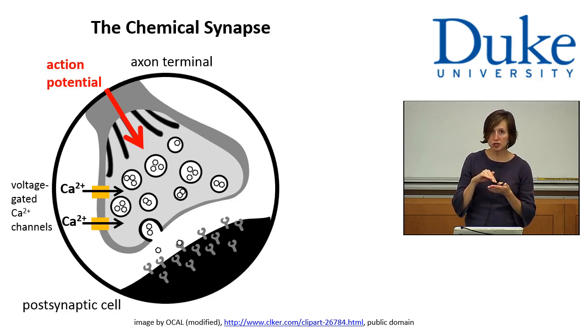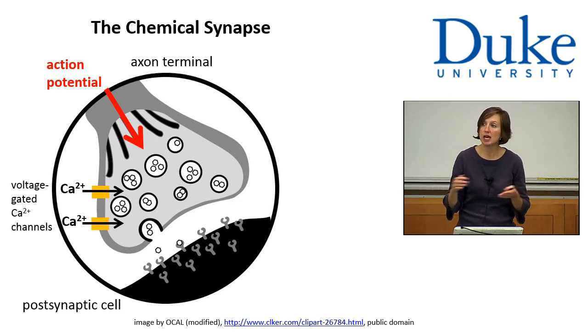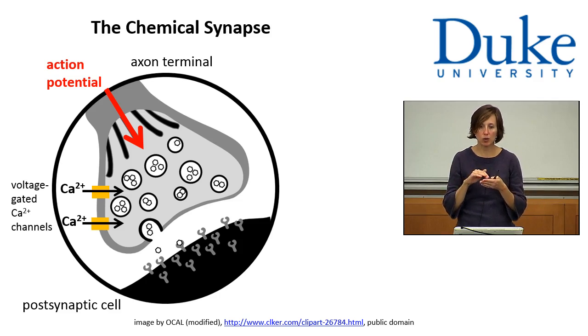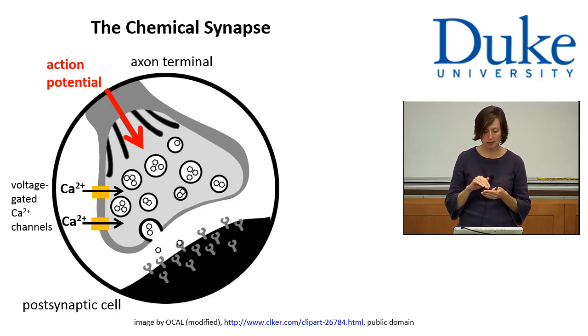And the downstream cell, or what we call the postsynaptic cell, could be another neuron, certainly. It could be a muscle cell. It could be a cell from another organ. That doesn't matter. The idea is that the two cells come very close to one another.